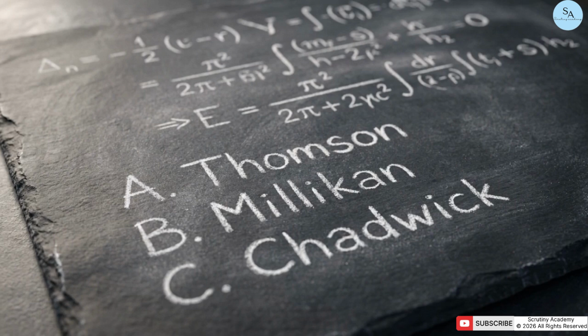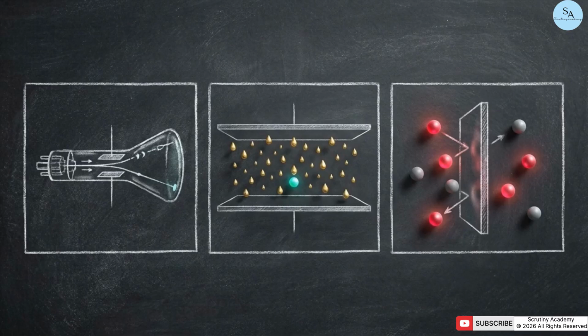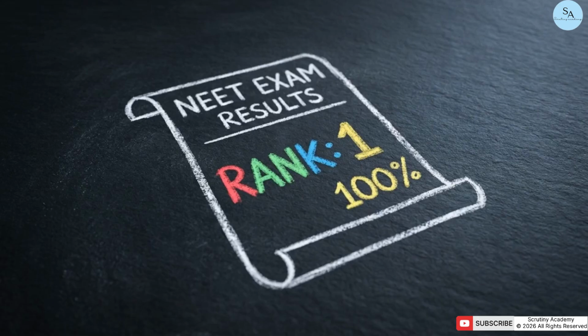Examiners use the historical overlap of these experiments to create confusion. By keeping these researchers and their specific methodologies distinct, you can avoid common traps and secure a higher rank.